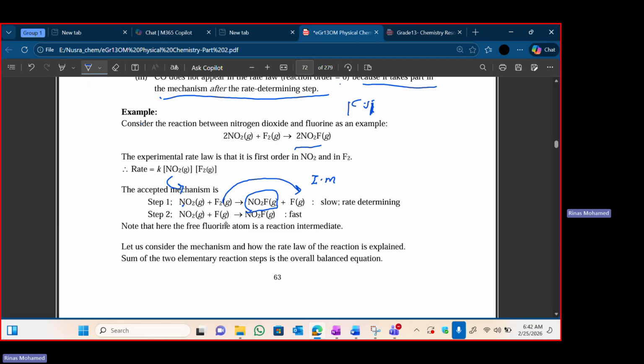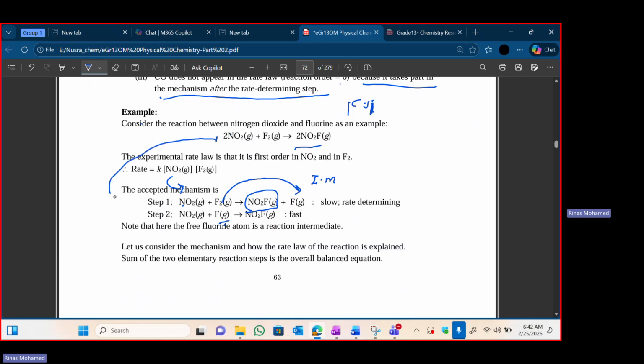Then what will happen? It will go into the exchange for the second step. Right? And then F2 gas has come here. F gas, that is the intermediate, has come here. Then net reaction, overall reaction is this one. In the overall reaction, the first step has finished, but one NO2 gas is remaining. It did not react till now.